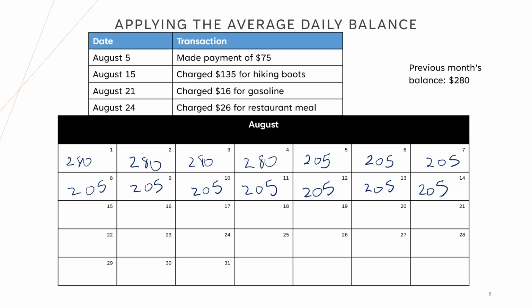Now on August 15th, we are charged $135 for hiking boots. So we go and we buy hiking boots for $135, which means that we increase our balance by $135, which brings our balance now to $340. And again, we remain at $340 until August 21st.